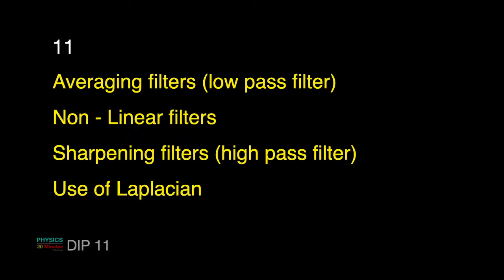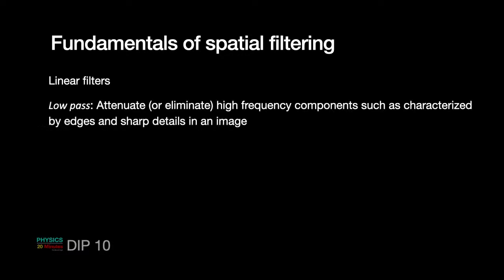Use of Laplacian is a part of it. So we were already doing fundamentals of image spatial filtering. So linear filters, as we had seen, we divided them into three categories. Low pass, where it attenuates the high frequency components, which actually leads to image blurring.